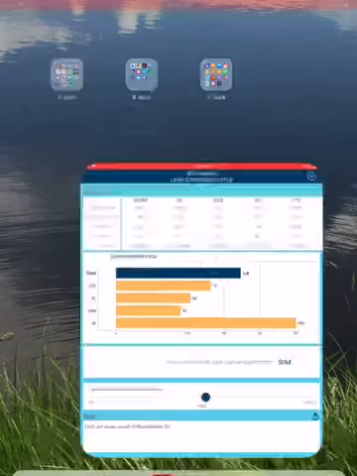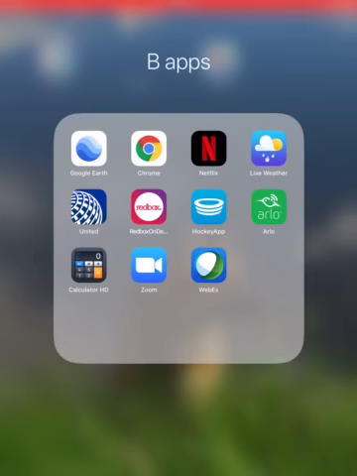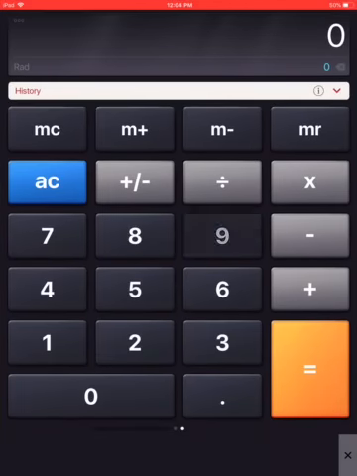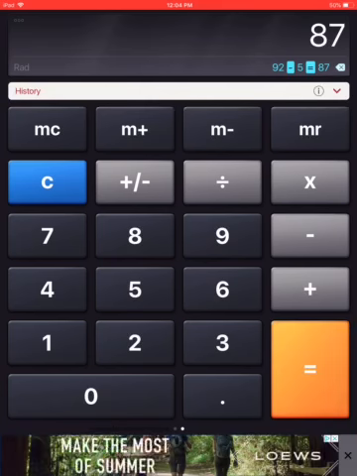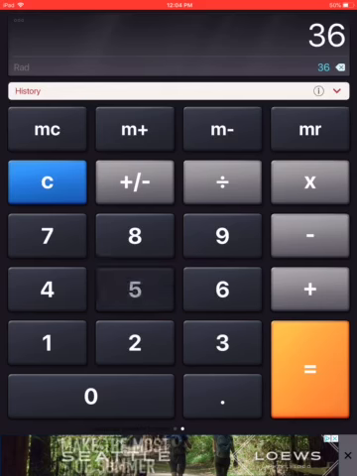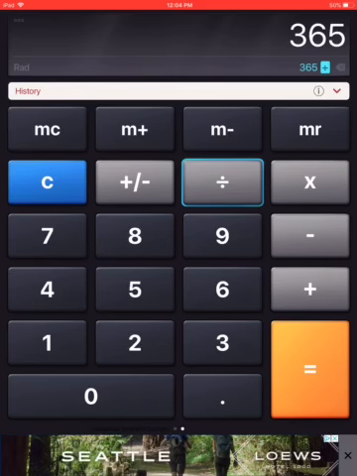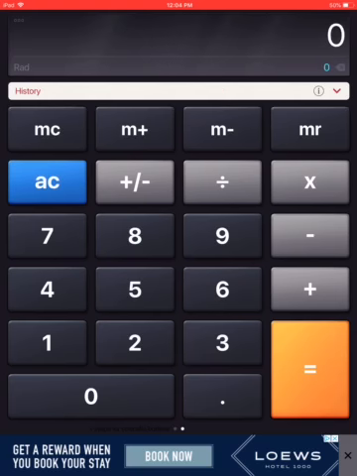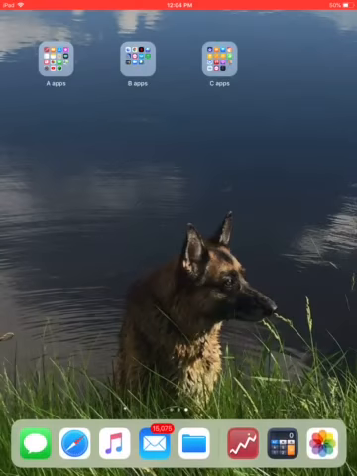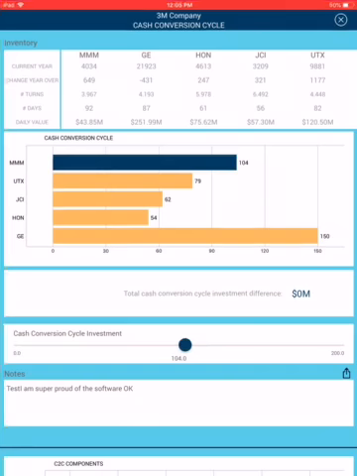And if we go back to our calculator here, and we say 92 days, we're going to reduce it by 5. That gives us 87. How many turns is that? Well, let's see. Again, 365 days in a year divided by the 87 days gives us 4.195 inventory turns.